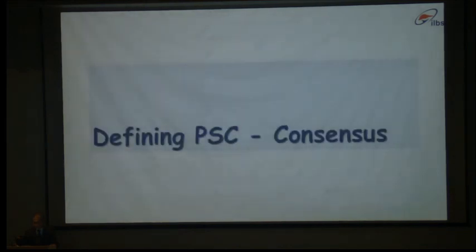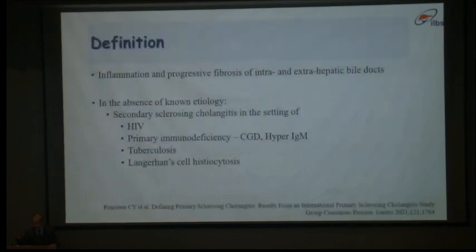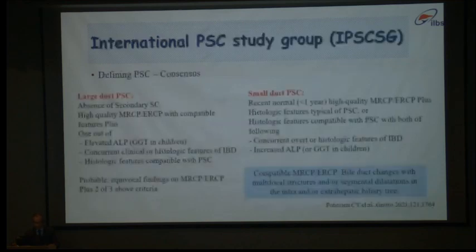So how to define primary sclerosing cholangitis as per the consensus statement published in 2021 in Gastroenterology. Primary sclerosing cholangitis is inflammation and progressive fibrosis of intra and extrahepatic bile ducts in the absence of known etiology. That is, secondary sclerosing cholangitis should be excluded, which happens in the pediatric age group in the setting of either HIV, primary immunodeficiency like hyper-IgM syndrome, chronic granulomatous disease, or rarely in tuberculosis, and also with Langerhans cell histiocytosis. So this is the adult consensus.